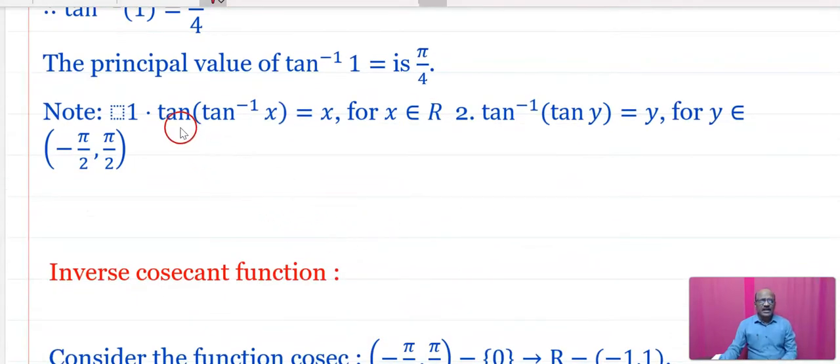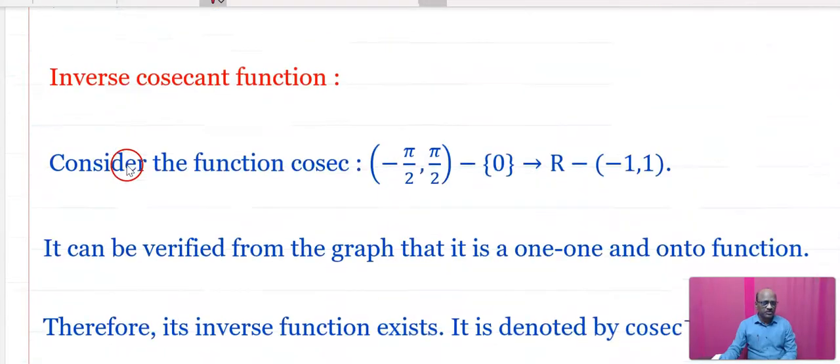Next, tan of tan inverse of x is equal to x, for x belonging to the set of real numbers. And second, tan inverse of tan of y is equal to y, for y belonging to the open interval minus pi by 2 to plus pi by 2.